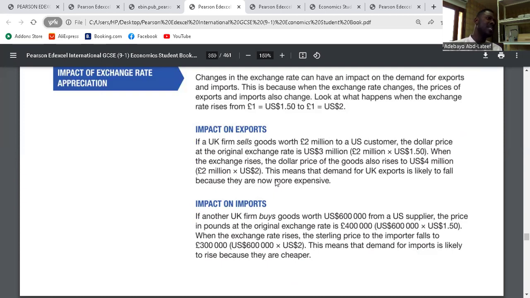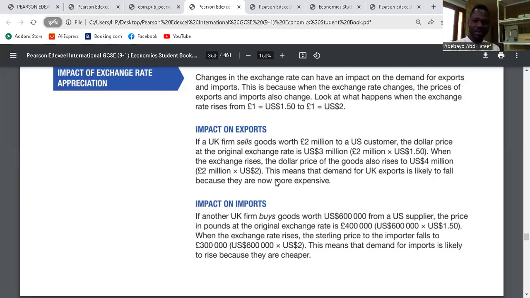So when the exchange rate appreciates, what is the impact? We check the impact on exports, that's the first one. So if a UK firm sells goods, I have to just explain because UK is mentioned here. When the exchange rate appreciates, the impact on exports is this. As soon as the exchange rate appreciates, it means the local currency will buy more of the foreign currency. Yes or no? So that means the price of the country's exports becomes expensive.